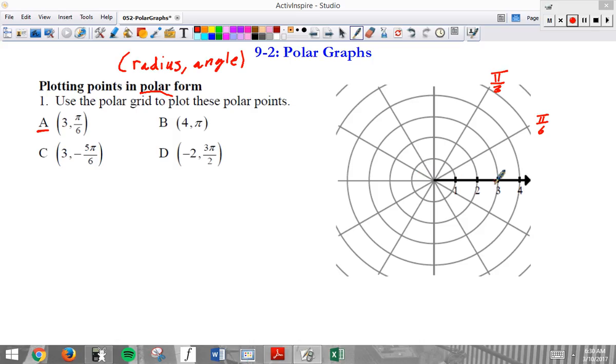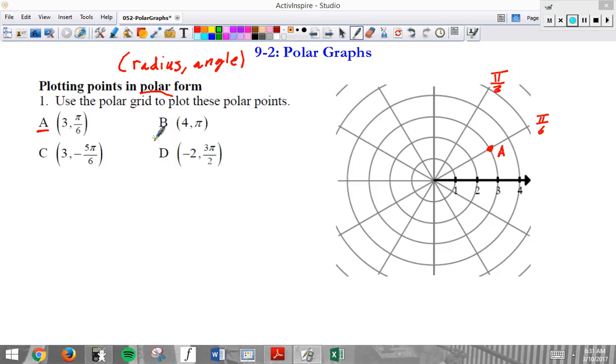1, 2, 3 away from the pole in the positive x direction, and then rotate pi over 6 up. And now I found point A. Last year when I tried to teach radius first, I had like an insurrection on my hands. So if you want to do angle first, that's fine. Pi over 6. You find the pi over 6 guideline first, and then you go 1, 2, 3 away from the pole. Works out fine.